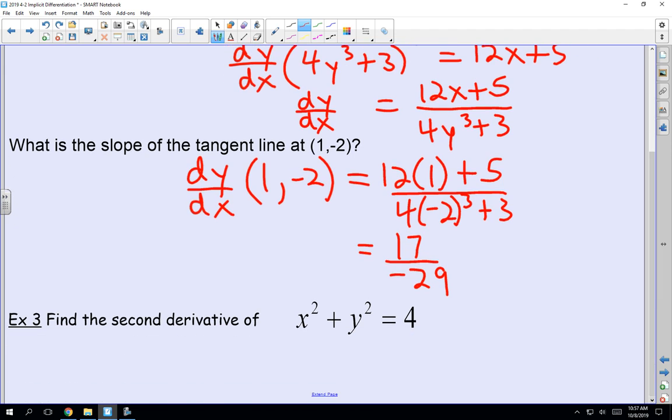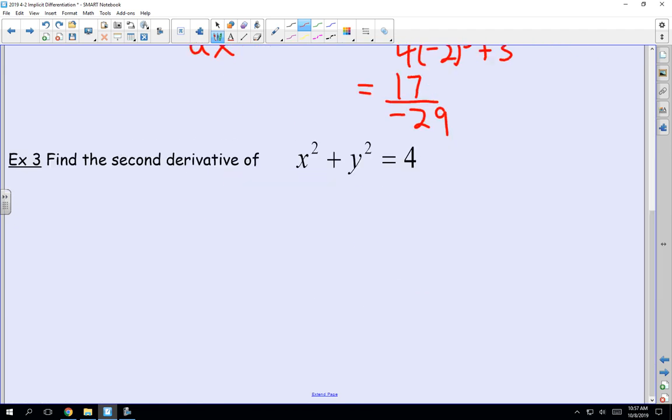So here's one. This was the one we did earlier. x squared plus y squared equals 4. We did this one, but we're going to find the second derivative of this thing. So x squared, this is our circle function. We're going to start by finding the first derivative, which is 2x plus 2y dy/dx equals 0.